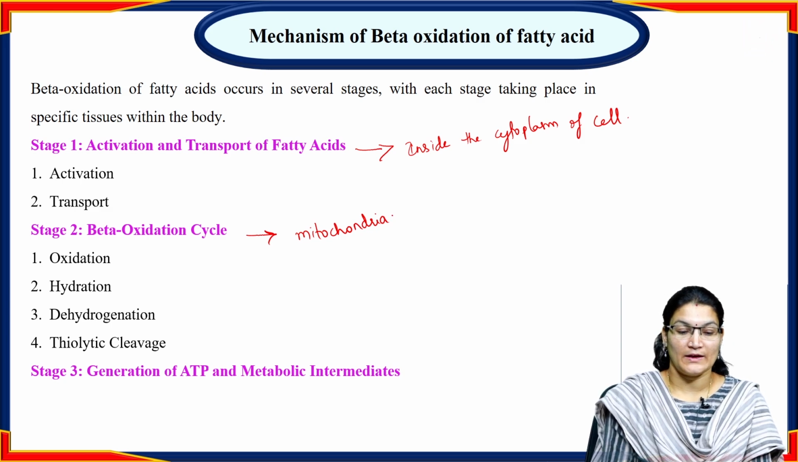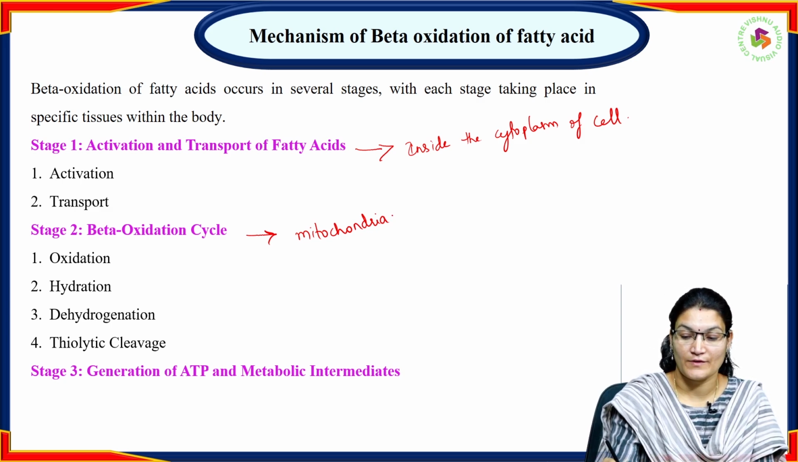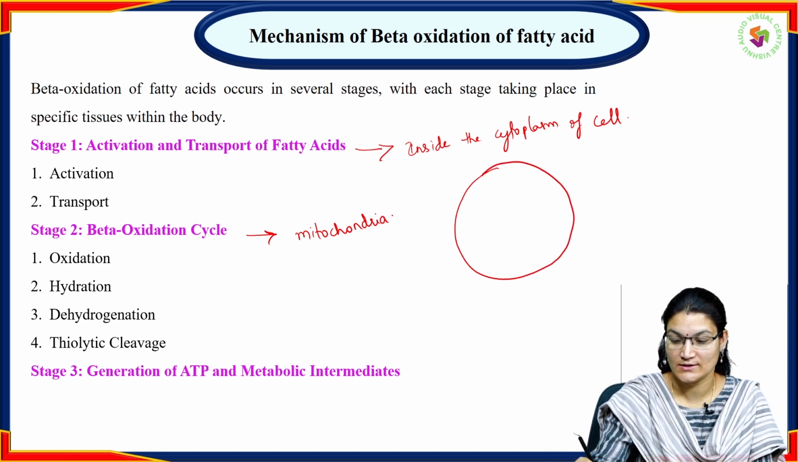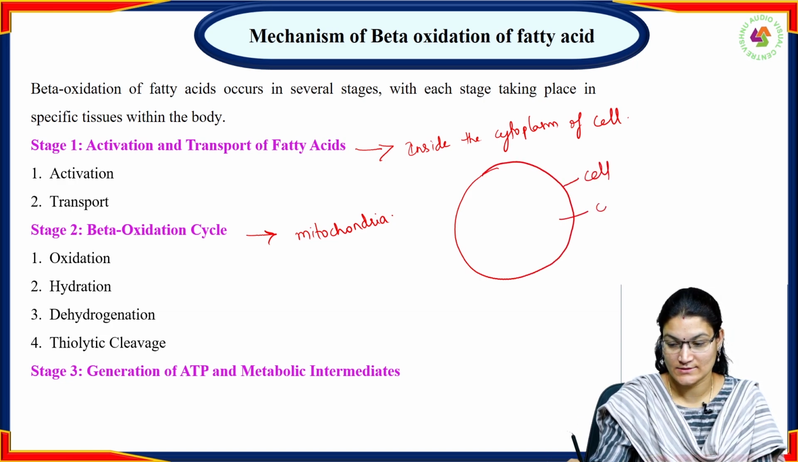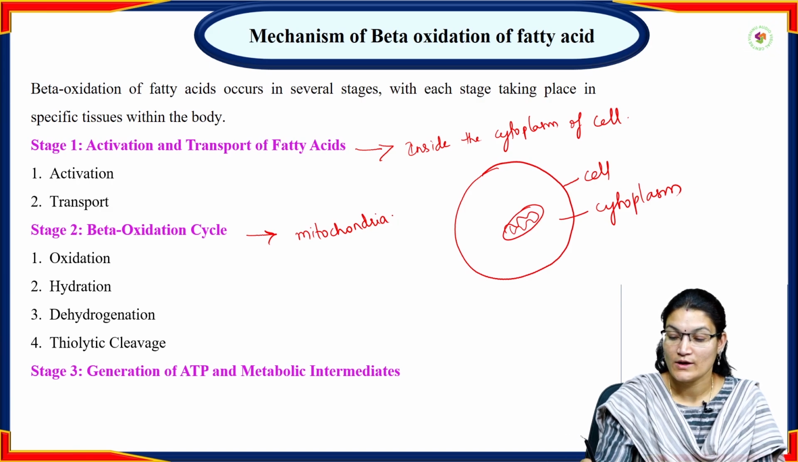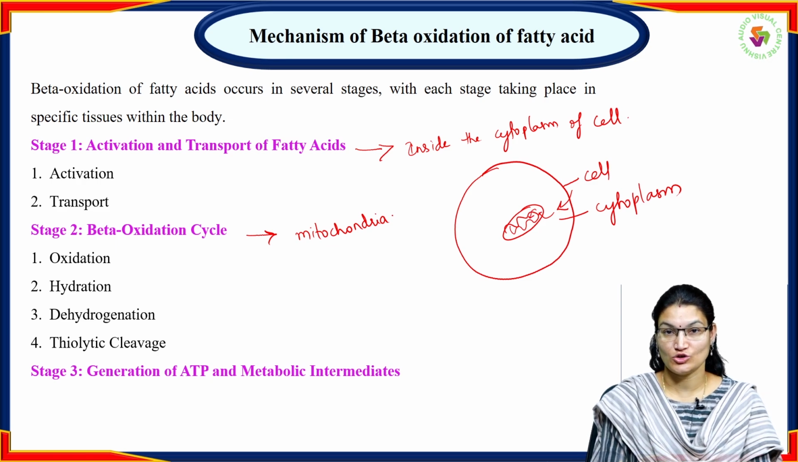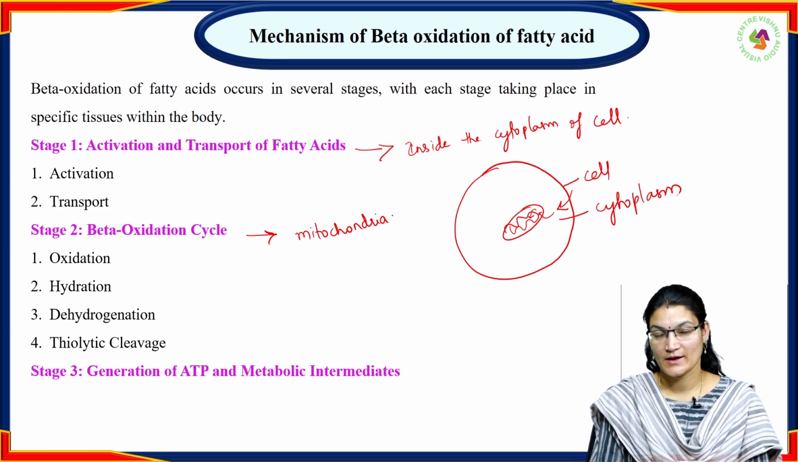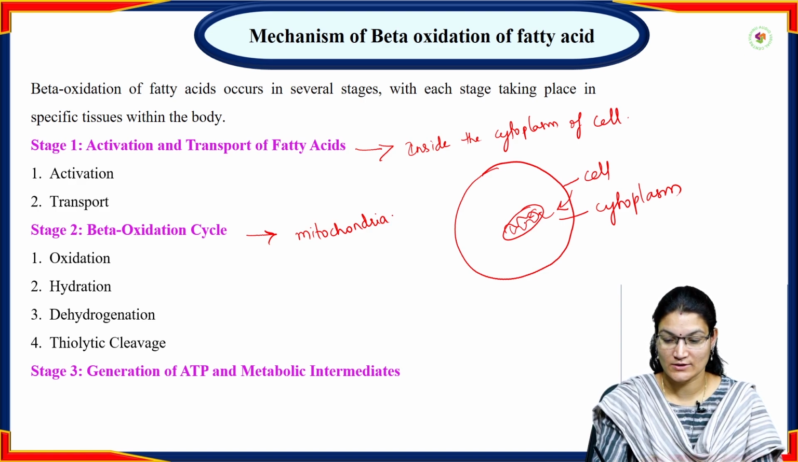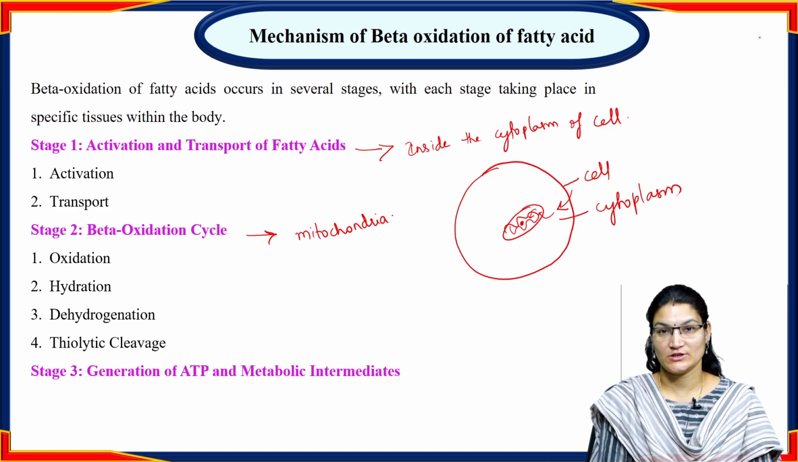So, in the first step, it has to activate and enter. If you consider this as the cell and this is the cytoplasm, you have a mitochondria inside the cell. After entering into the cell, in the cytoplasm, it has to get activated. After activating, it will enter the outer membrane of the mitochondria. From the outer membrane of the mitochondria, it will enter inside the mitochondrial membrane. There, this beta oxidation process occurs. Here you can see the beta oxidation process.